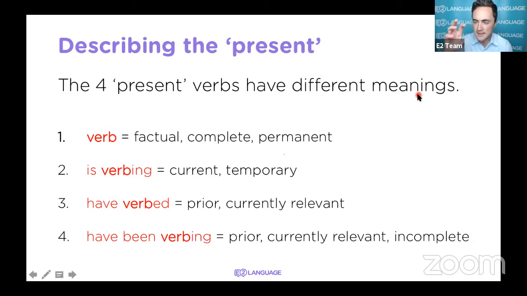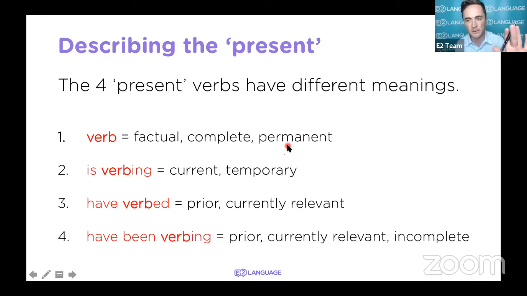They have slightly different meanings, some of them quite distinctly different meanings. They all refer to the present, but there's a different purpose for them. So we need to understand which one to use. For example, if we just use the basic verb like identify, this is a factual, complete, and permanent statement.